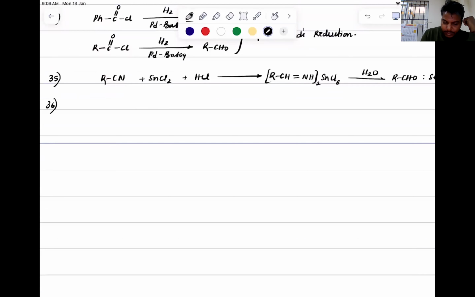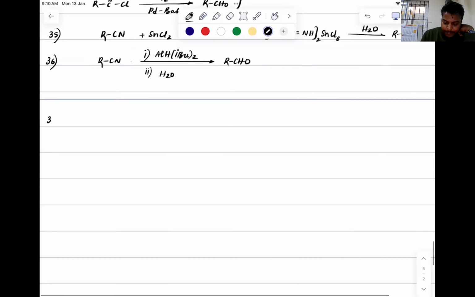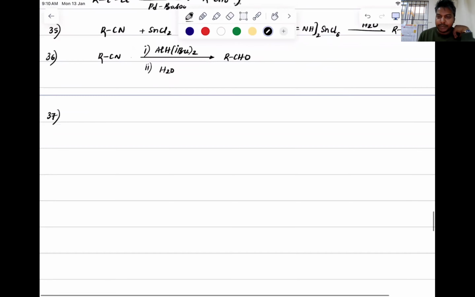Next, if you have the same cyanide RCN, and this is how it has been given. I'm just writing the same NCERT language. First, it is given like this: AlH(iBu) twice. That means it is DIBAL-H. So this is DIBAL-H followed by hydrolysis. So that will convert this into RCHO, aldehyde. And that is a representation of DIBAL-H.